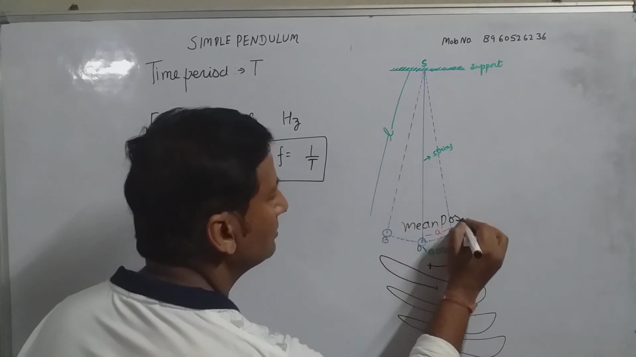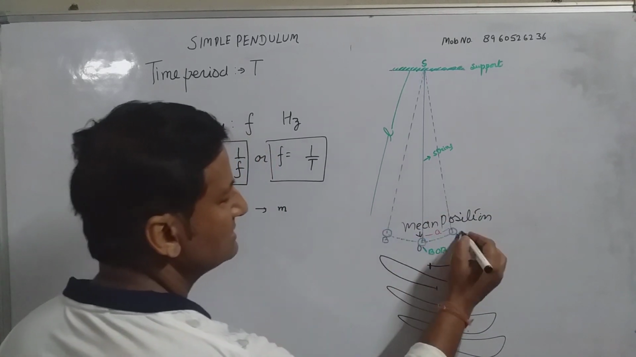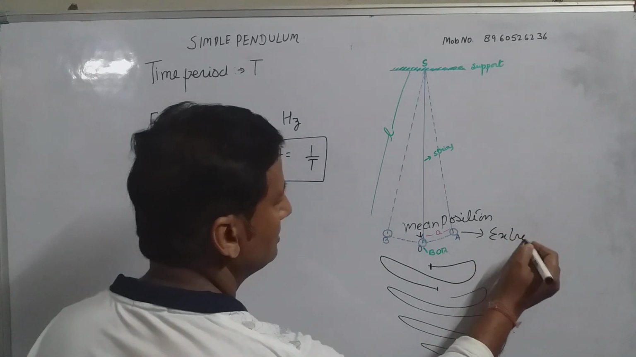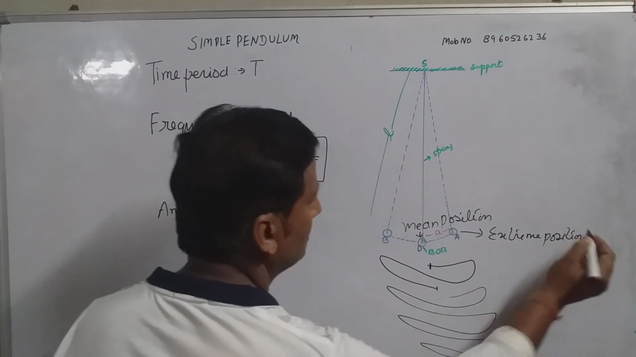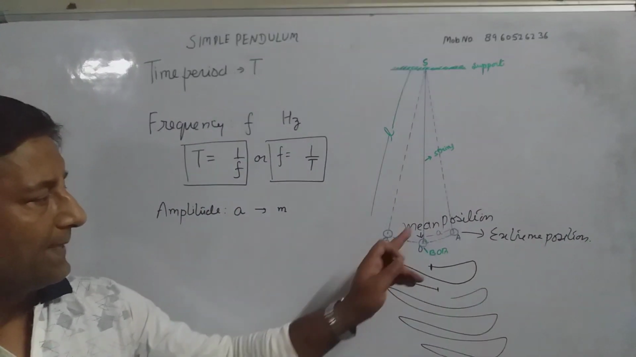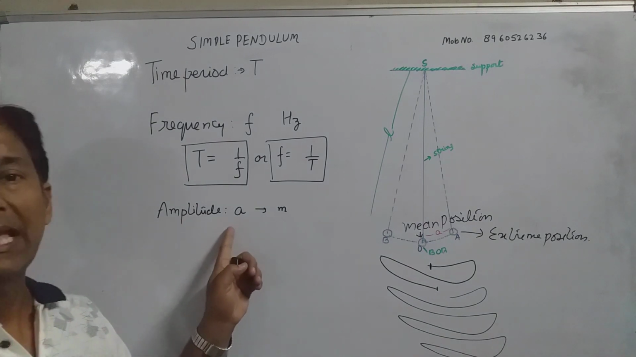Mean position, right? Mean position. And this is the extreme position. Mean position and extreme position. This is known as amplitude.